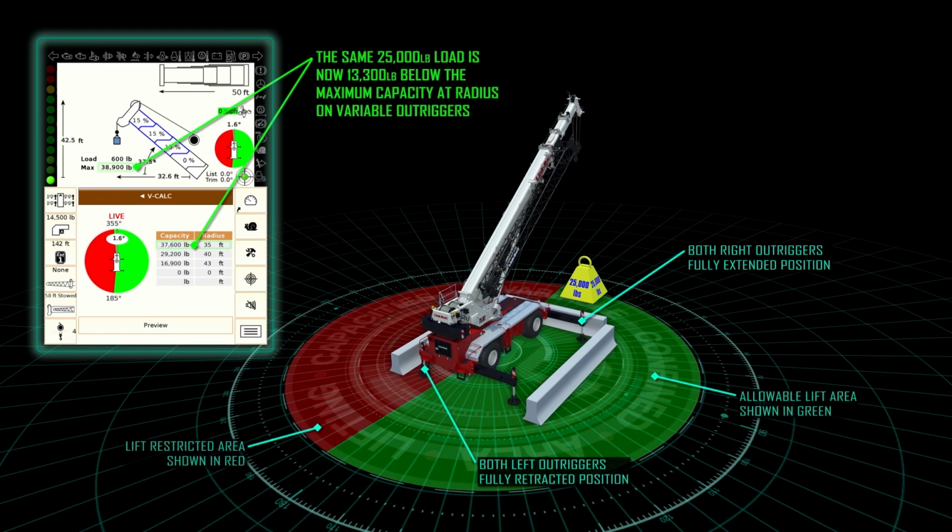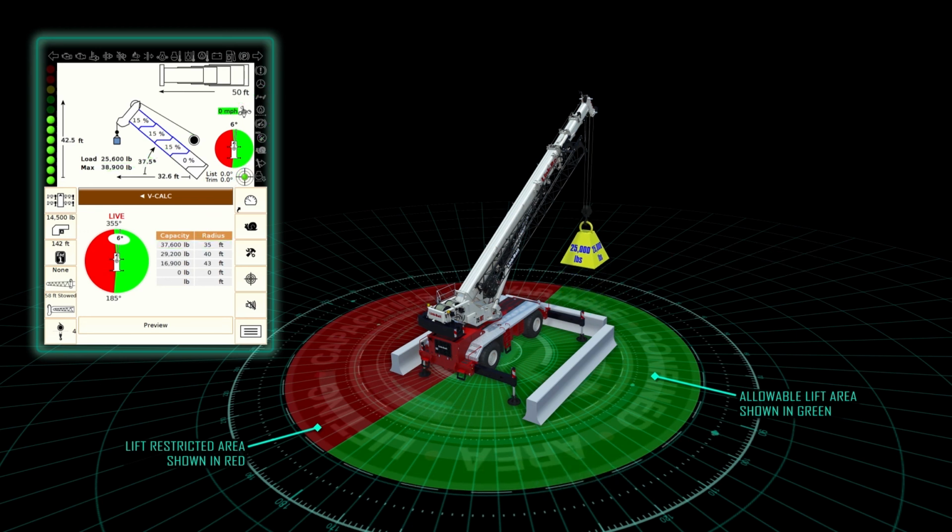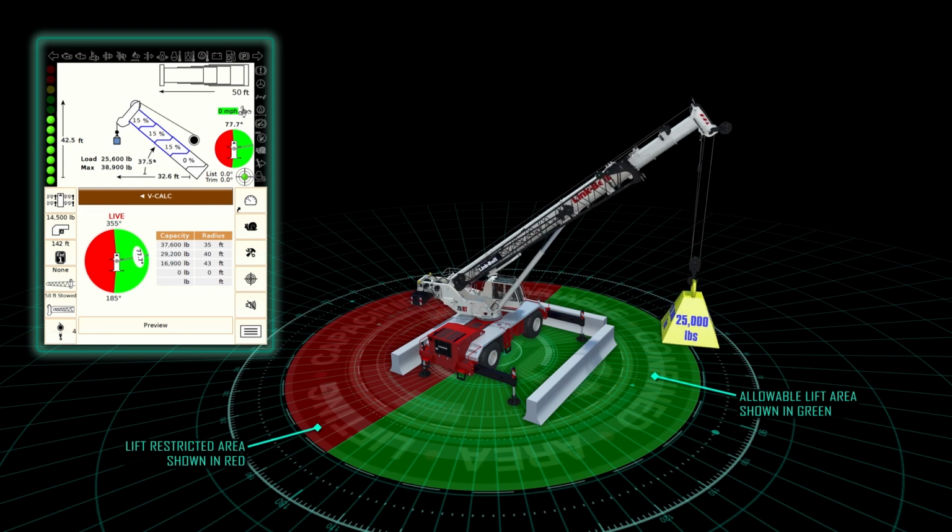The red and green quadrants shaded around the crane represent what John sees on the Pulse RCL. He can see that he will now be able to make the lift successfully.